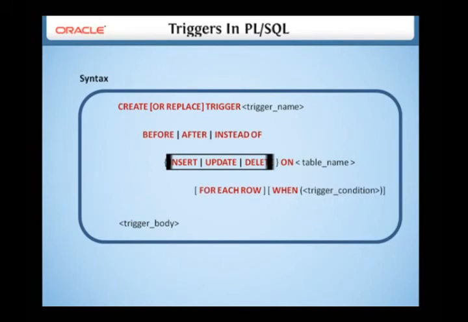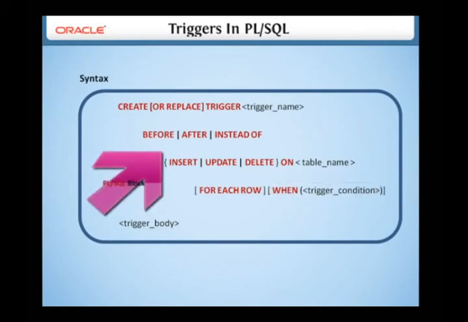INSERT, UPDATE, and DELETE specify the triggering event to be performed. We can specify three triggering events in a single trigger. The FOR EACH ROW option is used to specify that the trigger is at row level. If you don't specify this option, then the trigger will be at a statement level. For a row-level trigger, the trigger restriction can be specified in the WHEN clause. The trigger condition is an SQL condition that must be satisfied in order for Oracle to fire the trigger. Trigger body is a PL/SQL block in which you can specify the trigger actions.